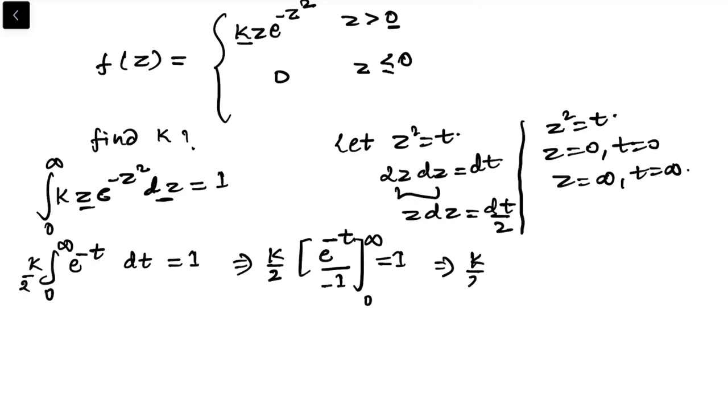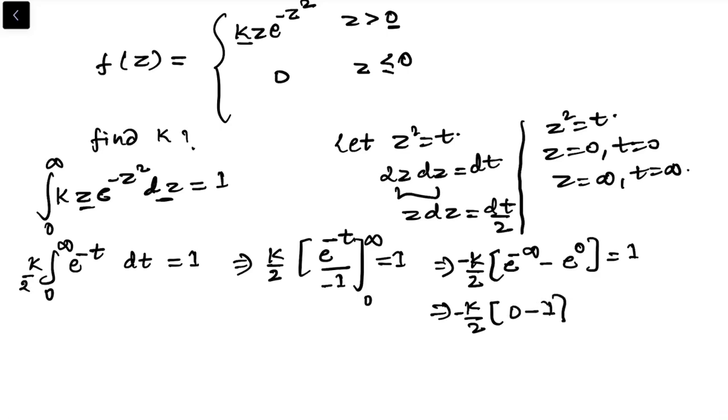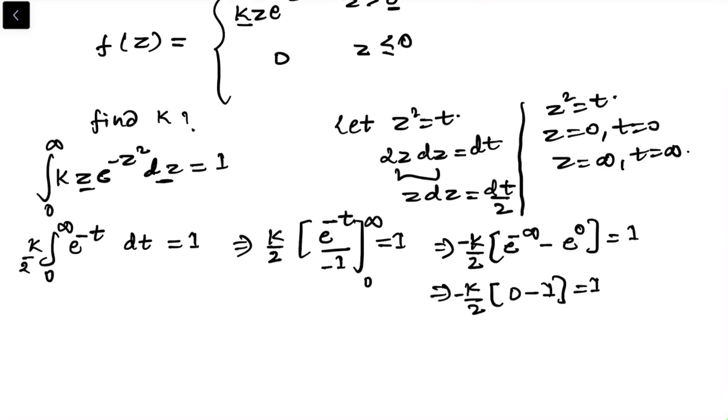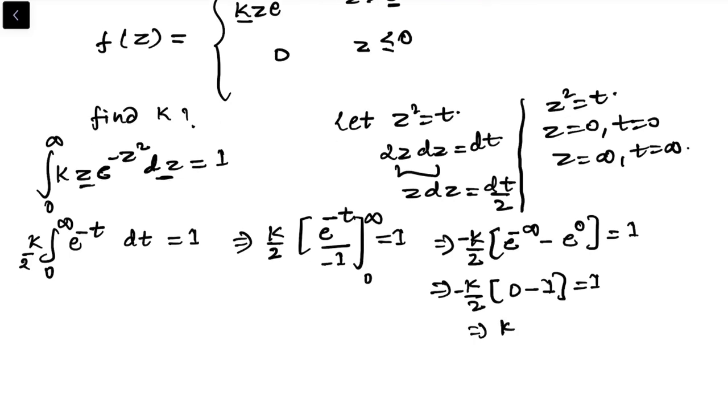Now k over 2, let me write the minus outside. Now e to the power minus, integration, you can simply put the values now. E to the power minus infinity, and then e to the power 0. This is equals to 1. So this is k over 2 minus k over 2. E to the power minus infinity is 0. E to the power 0 is 1. So from here you'll get the value of k as 2.